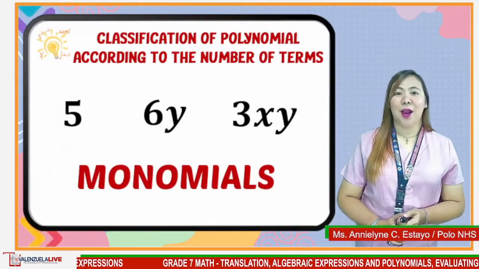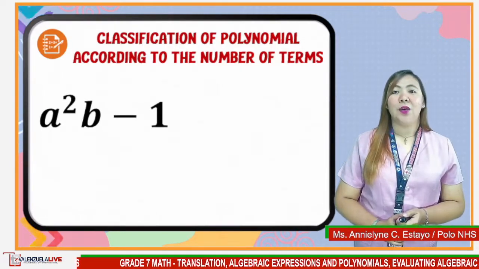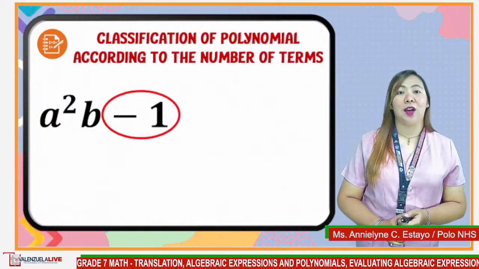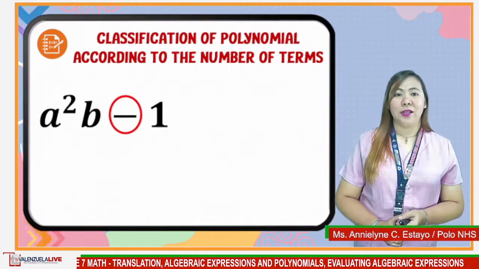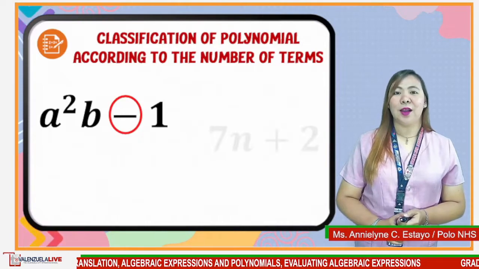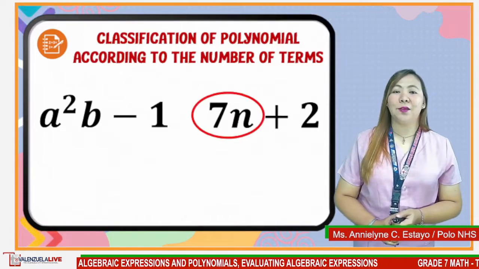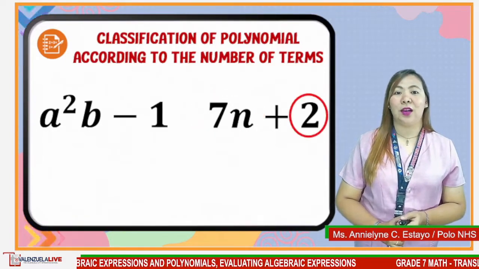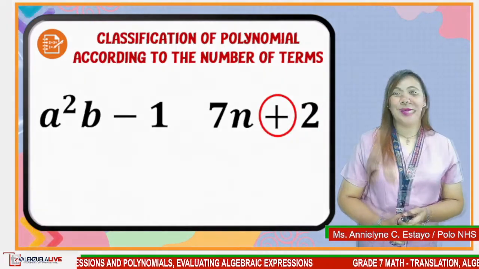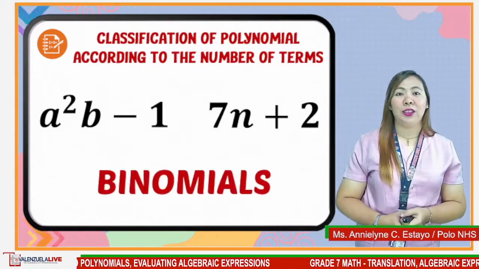For the next example, we have a squared b minus 1, where a squared b is the first term and negative 1 is the second term, because they are separated by a subtraction symbol. Another example is 7n plus 2. 7n is the first term and 2 is the second term, since they are separated by an addition symbol. These two examples consist of two terms, which are called binomials.